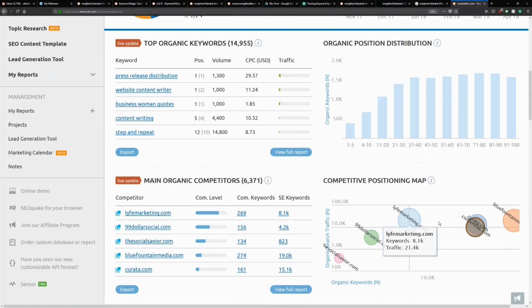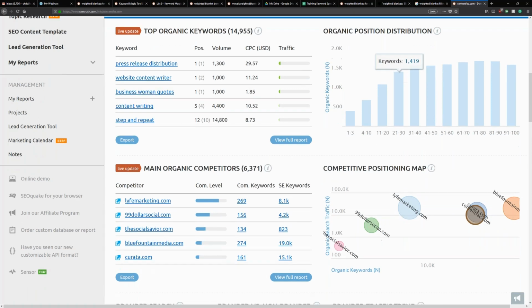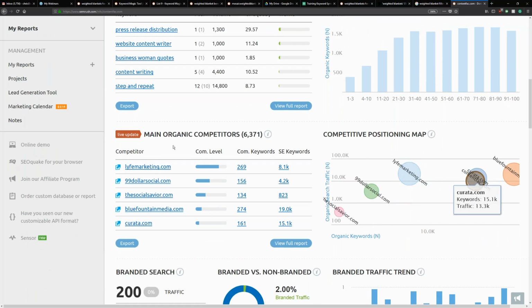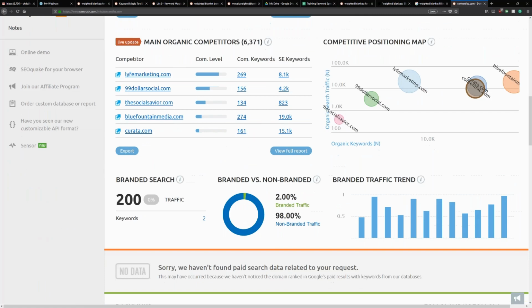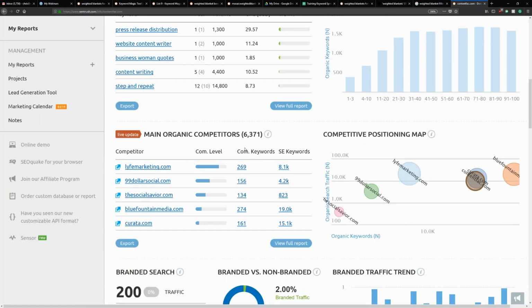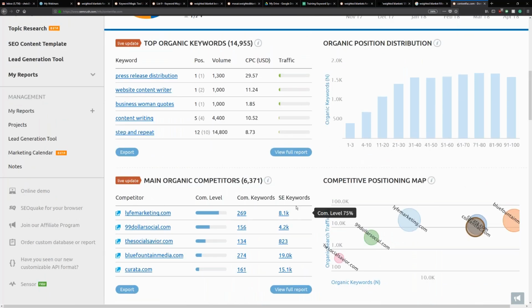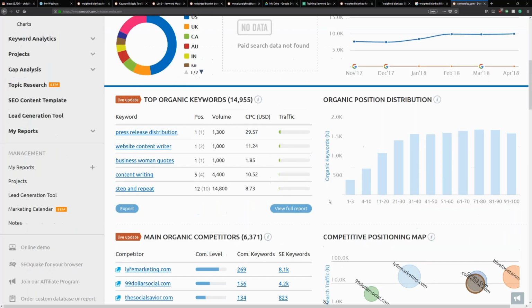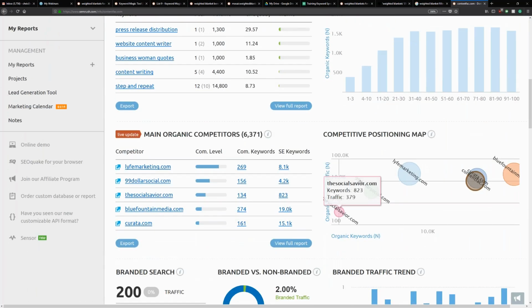But down here in this competitive positioning map, this can actually be kind of useful. If you don't know who your search competitors are, or who your competitors are in general, this can help you out. Same thing over here. So for example, for our website, it's telling us that Life Marketing, the Savior Social, Curata.com, we're competing with them. And honestly, how it bases the competition is on what keywords you guys are sharing. So if you're just starting off, it might not be super helpful for you.